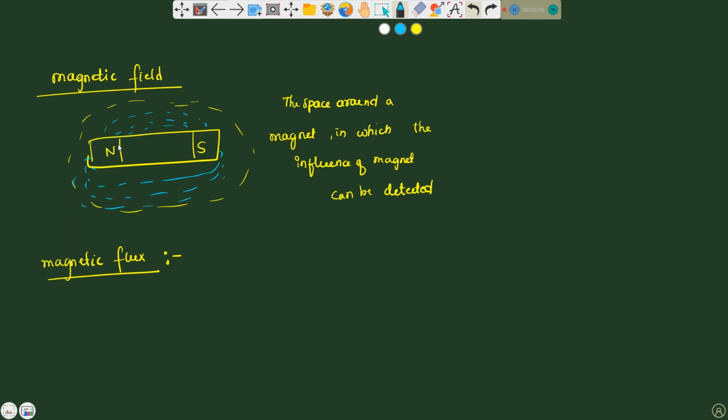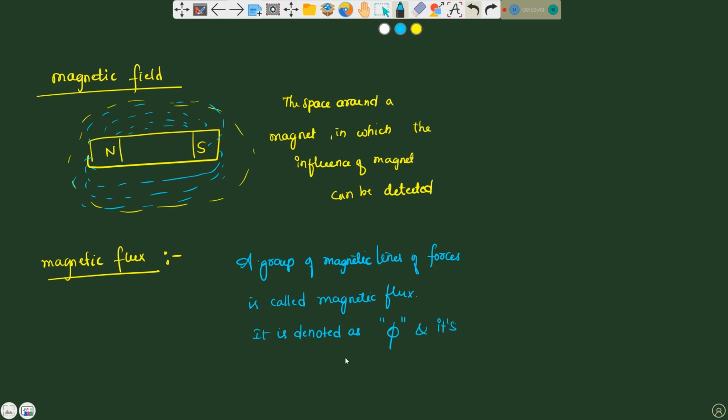Okay, these are a group of magnetic lines. So what it says: a group of magnetic lines of force is called magnetic flux. Remember this, and it is denoted as phi, and its unit is Webers.